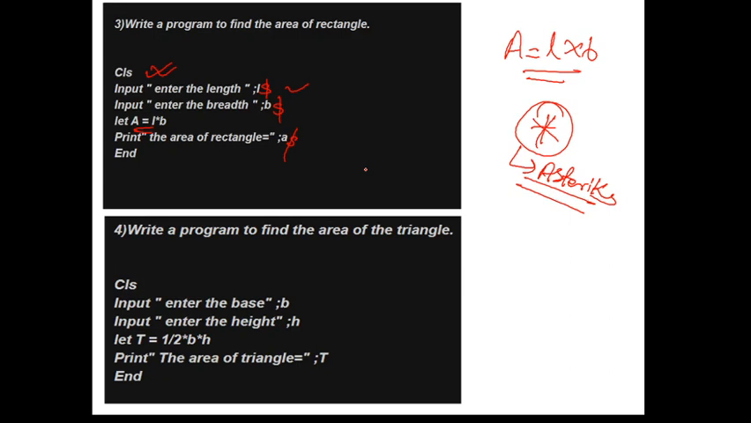Now the area of a triangle. We all know what the area of a triangle is: half into base into height. This is the formula. So again, clear the screen. Input, enter the base B $. Input, enter the height H $. We have input. Now see, again we are converting this formula into a manipulation.